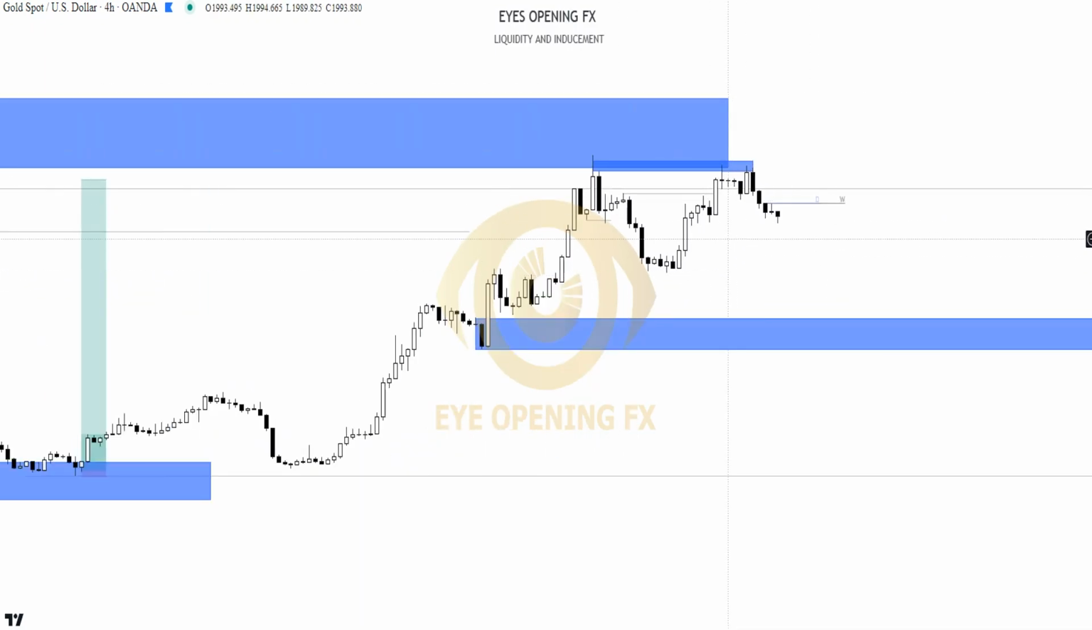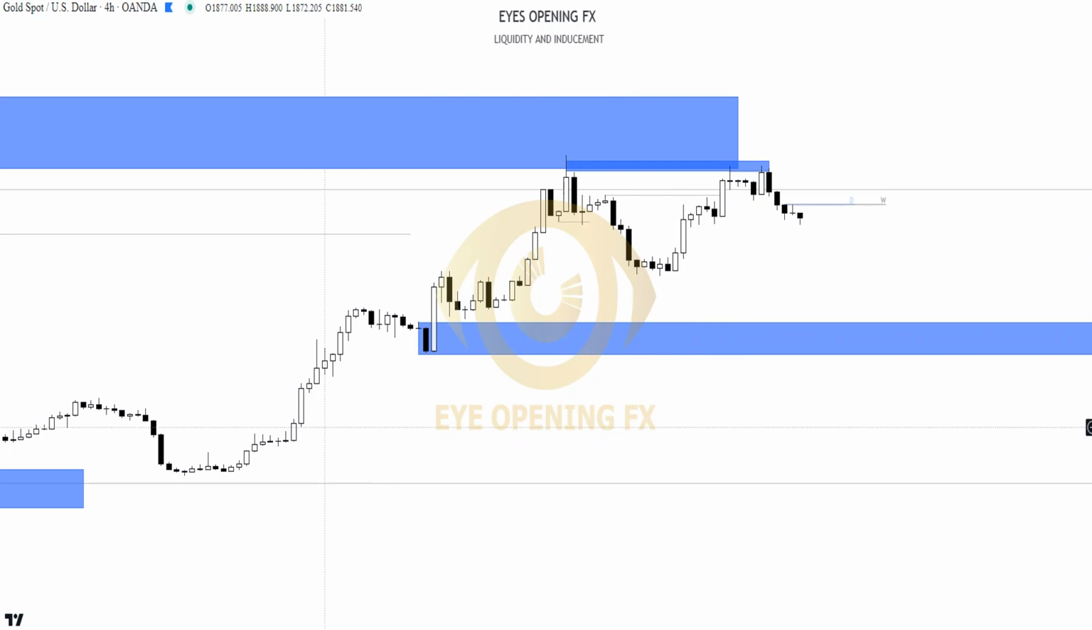All right, so now since the pair has been bullish right here, we're expecting a little bearish movement, and there's a good news.